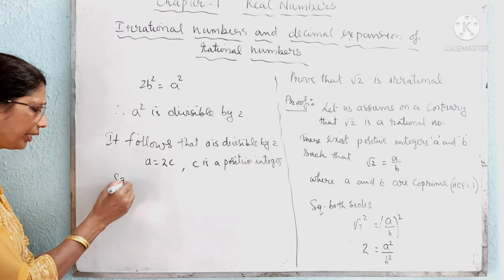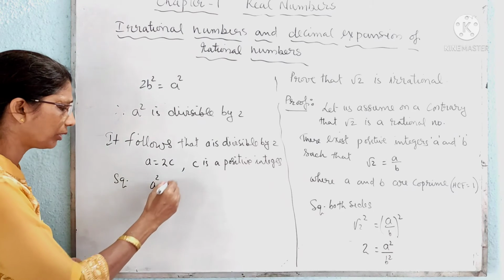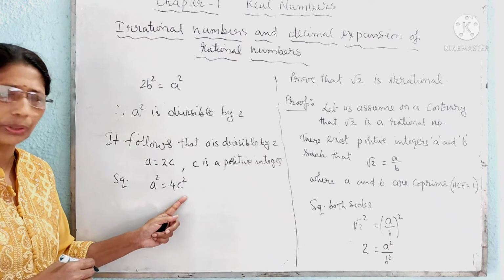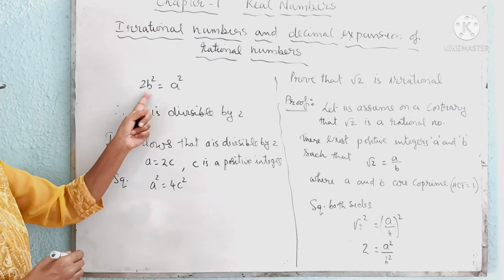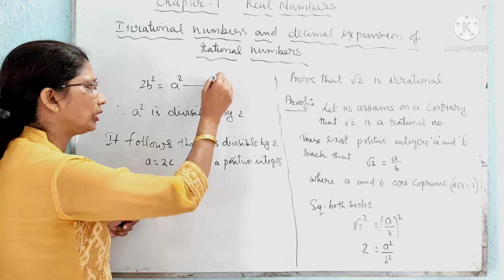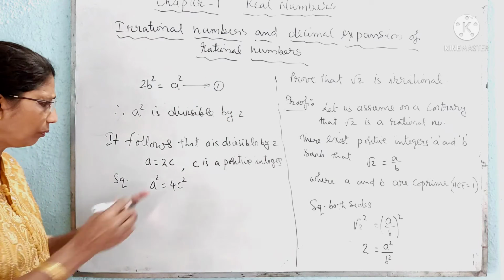फिर से इसको स्क्वायरिंग करेंगे. फिर से स्क्वायर करेगा तो A स्क्वायर इक्वल टू 4C स्क्वायर. अभी हम A स्क्वायर का वैल्यू इधर से पुट करेंगे, तो इधर से जब पुट कर रहे हैं तो हम इसको इक्वेशन 1 दे दें. इक्वेशन 1 दे दिया.